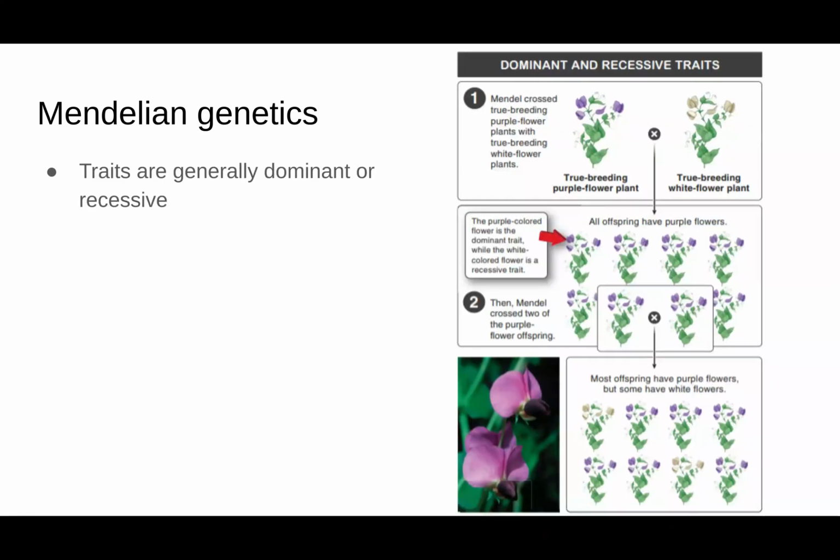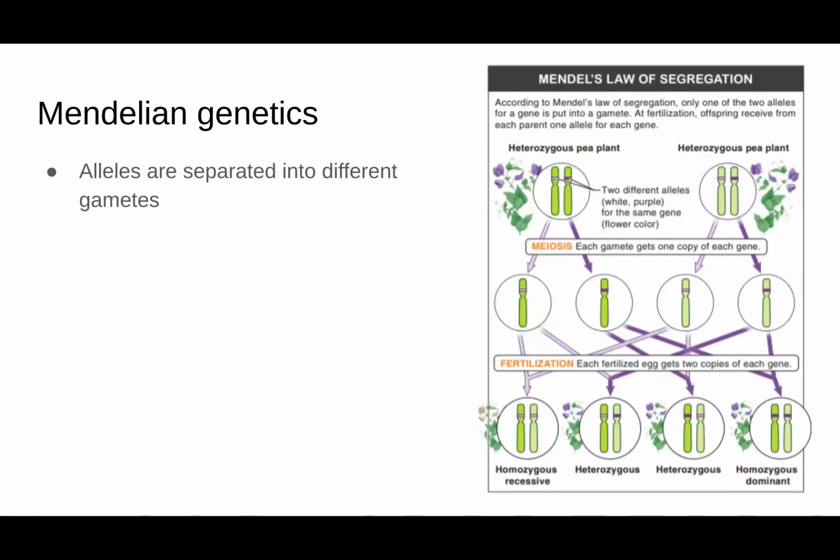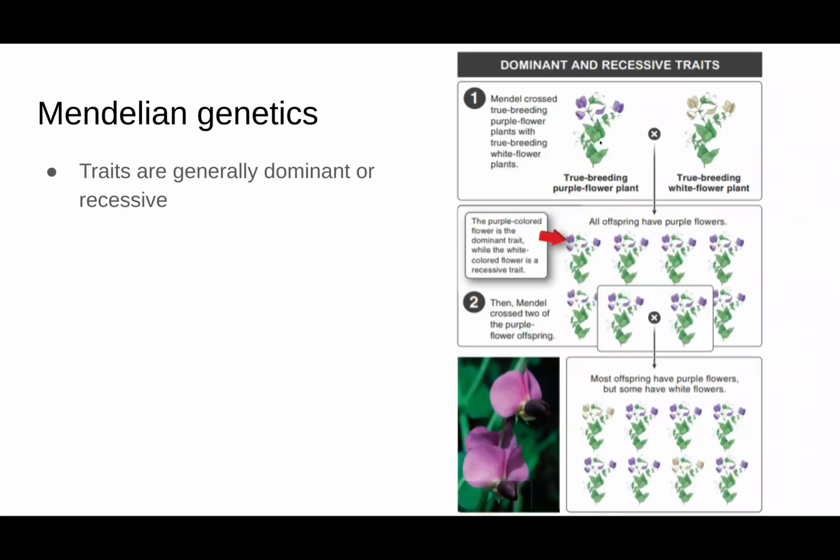For the same gene. So I have a gene that controls flower color, like Mendel did. A heterozygous individual has a purple allele and a white allele. This is in contrast to a homozygous individual, which only has alleles of one type. So in this case, it's homozygous for purple. In this case, it's homozygous for white.